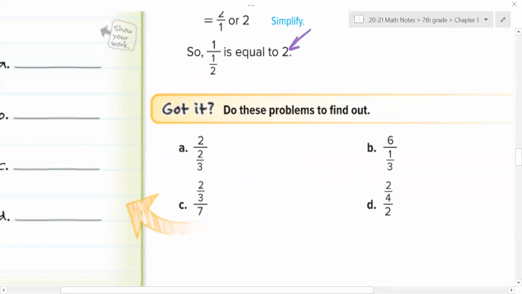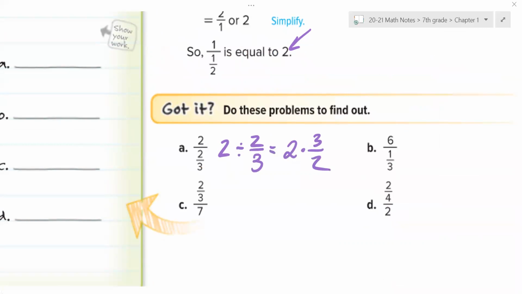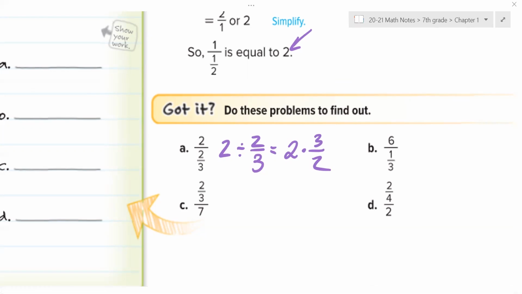So we have 2 divided by 2/3. I'm going to rewrite this for you. 2 divided by 2/3, which is the same thing as 2 multiplied by the reciprocal 3/2. And I'm going to type that into my calculator. I'm going to do 2 multiplied by, open parenthesis, 3/2, equals 3. So put this over here, 3.